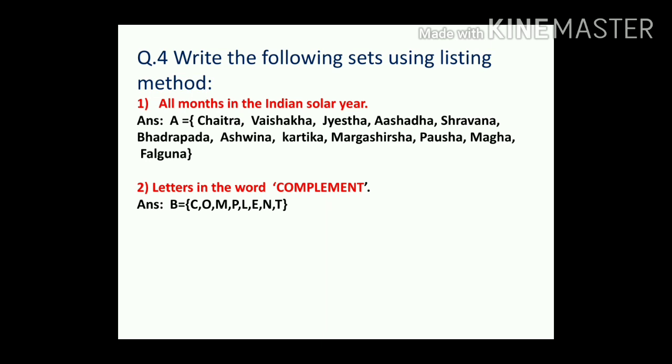Okay. In listing method, elements will not repeat. So M we will not write again, and after M what is there? E. So E also we will not write again. After that, children, N comma T comma, close the curly bracket. Okay, children, elements will not repeat in listing method.